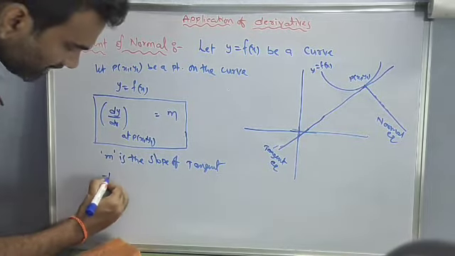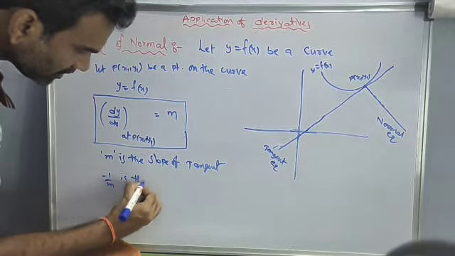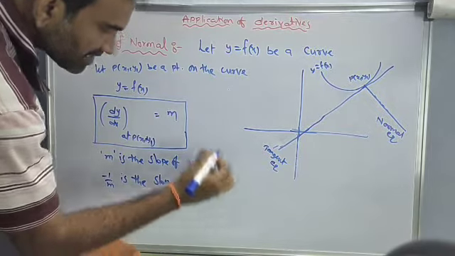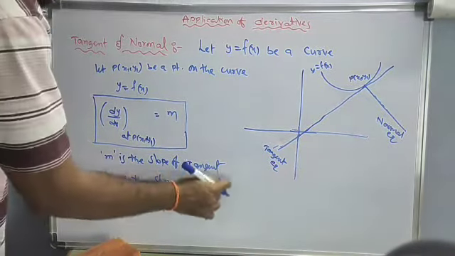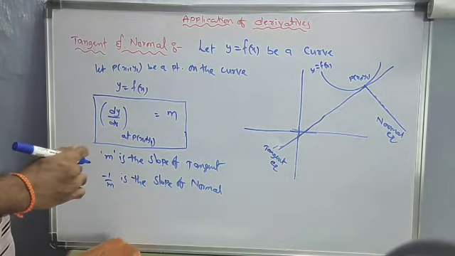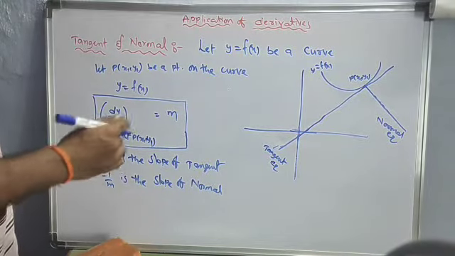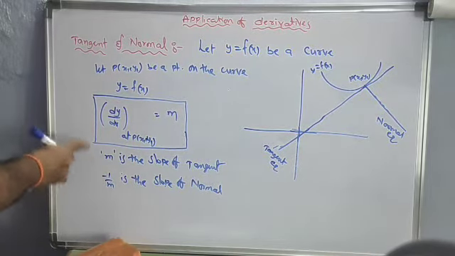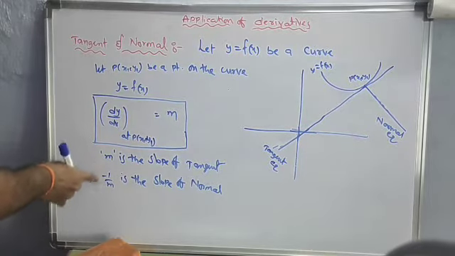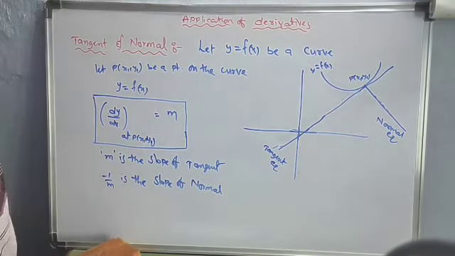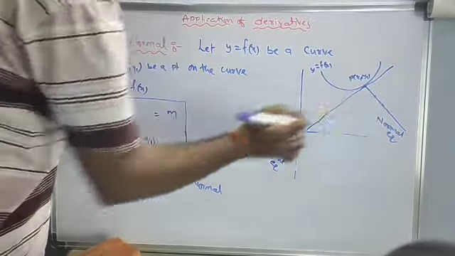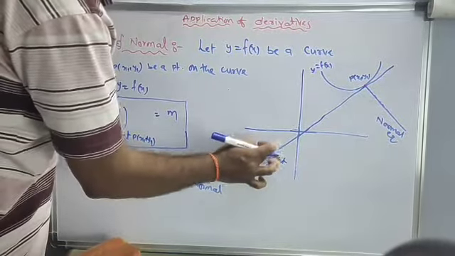So minus 1 by m is the slope of the normal. Already we discussed this content in straight lines. Suppose the tangent slope is m, the normal slope is minus 1 by m. If you multiply both values, m gets cancelled and you will get minus 1, so they are perpendicular. Understand? So m is the slope of the tangent, then minus 1 by m is the slope of the normal.